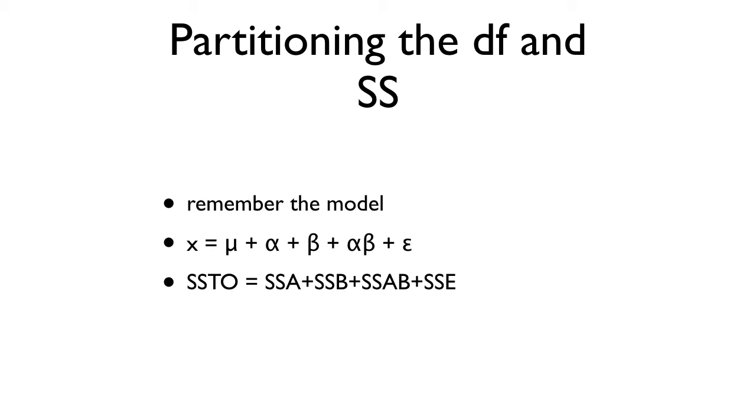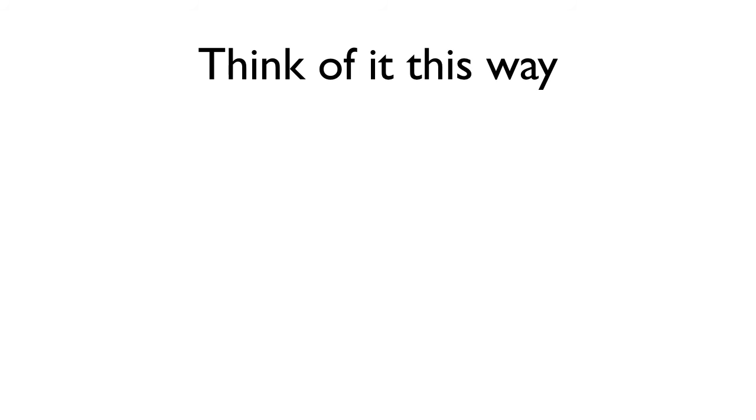Sum of squares total equals the sum of squares for A plus sum of squares for B plus sum of squares for AB plus sum of squares for error. So if we were to get more fancy, not even fancy yet, let's think about what these things mean.